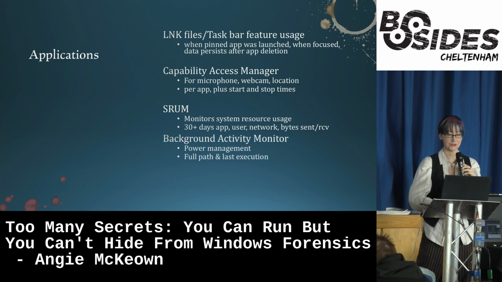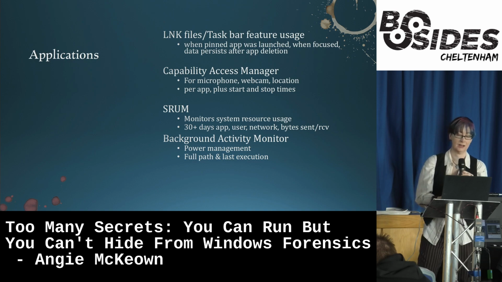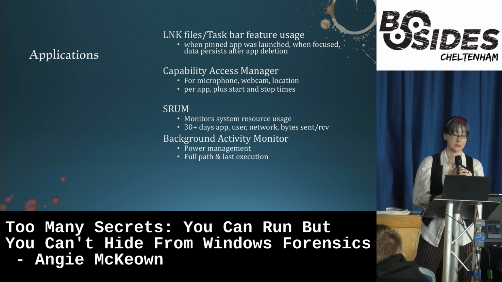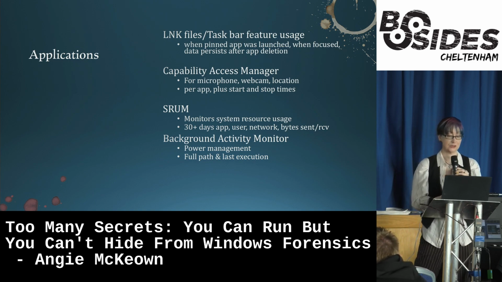SRUM, I never know how to say this one. This monitors system resource usage, so it stores 30 days of app data per app, including who the user was, and the network bytes sent and received. And Background Activity Monitor stores details about power management and the full path and last execution. So that's quite a lot of stuff that you can see already from somebody using apps or not.